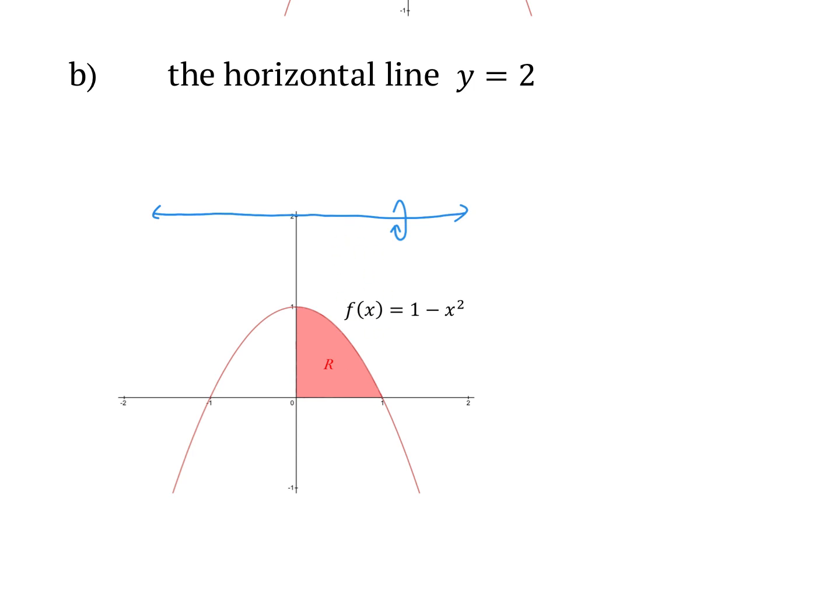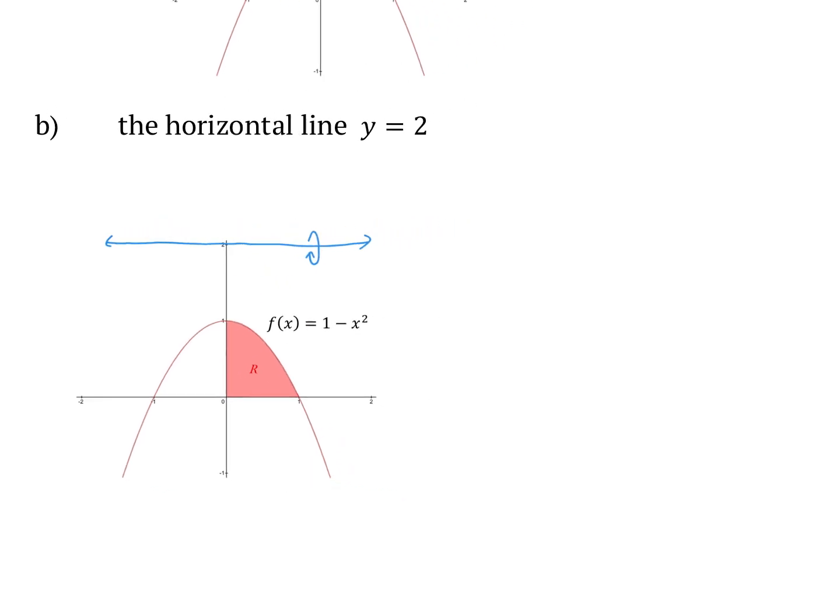Okay, so this is called washer method. Whenever there's space between the axis of rotation and the function and the shaded region, this is called washer method. And the formula for washer method is almost the same thing: pi, and then it's big R squared minus little r squared. And this will be dx or dy. For us, this will be dx since we're rotating around a horizontal line, parallel to the x-axis.